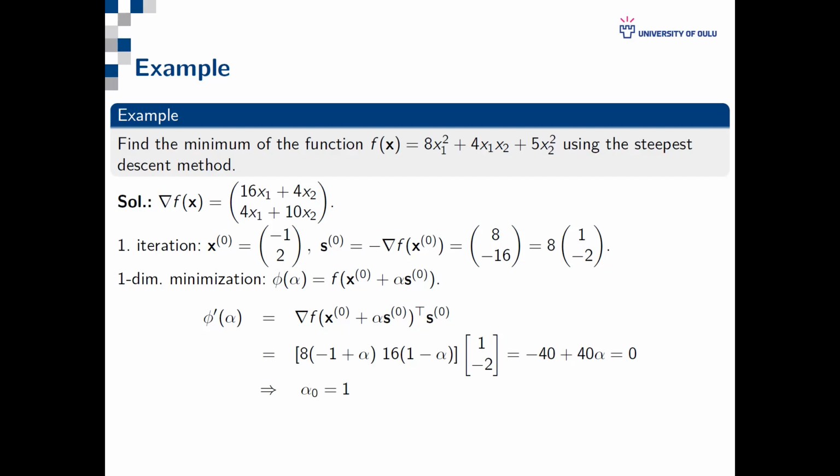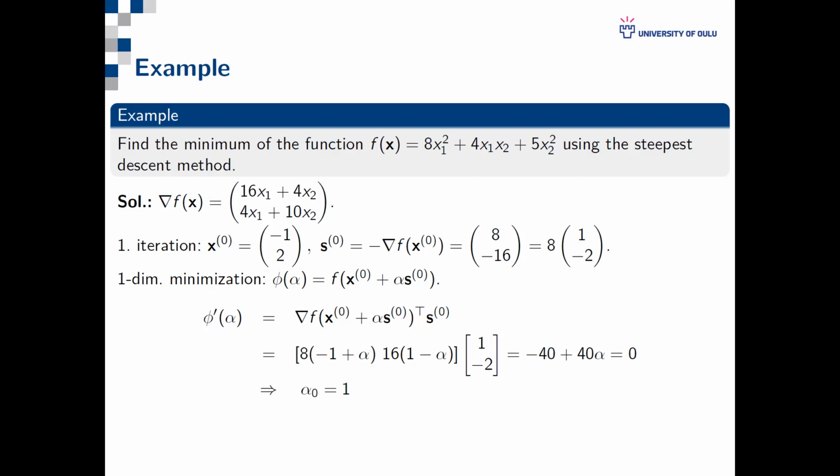Let us pretend that I'm stupid. I don't understand that the gradient vanishes at 0. I make a guess that my initial guess is with coordinates -1 and 2. So the point on the coordinate system is -1, 2.